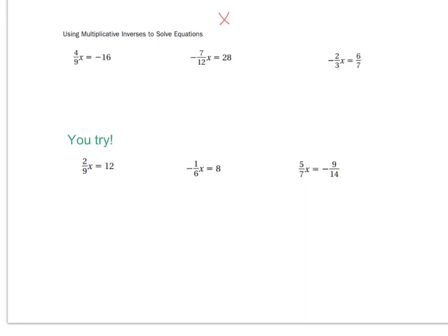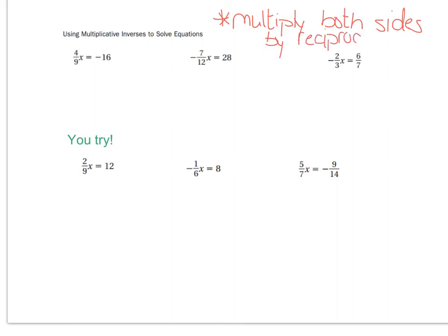So here's what you do when there's a fraction in front of the variable. You multiply both sides by the reciprocal. Okay, so I have 4/9 x equals negative 16. What's the reciprocal of 4/9? Do you remember what reciprocal even means? Reciprocal is when you flip the fraction, okay?